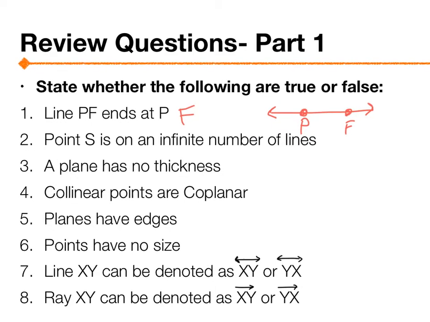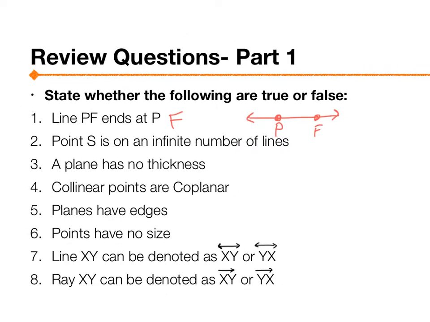Point S is on an infinite number of lines. True or false? True. If I had point S here, I can draw a line going through it this way, a line going through it this way, a line going through it this way, a line going through it this way. So this would be true.